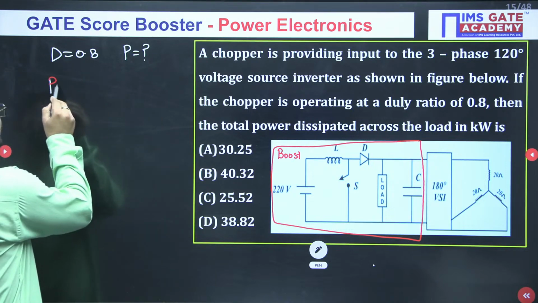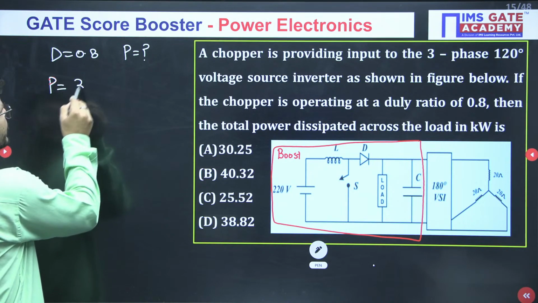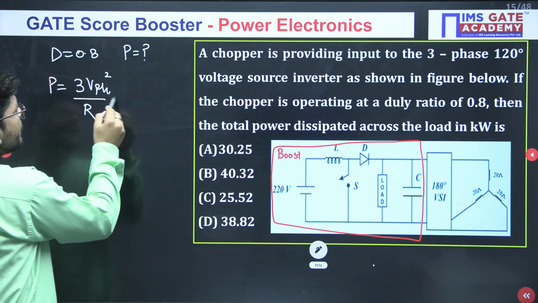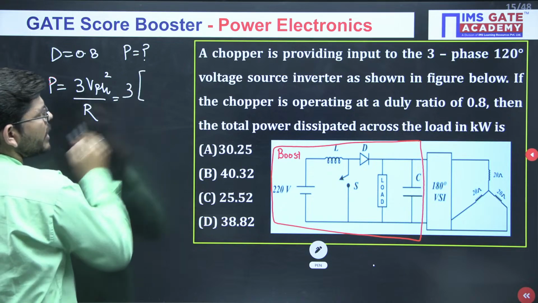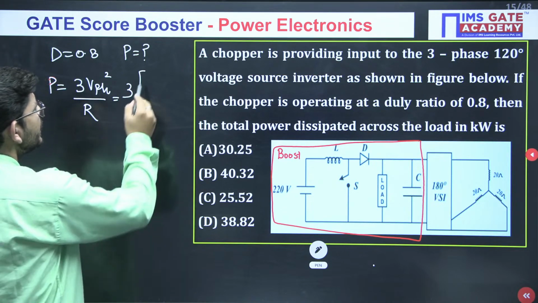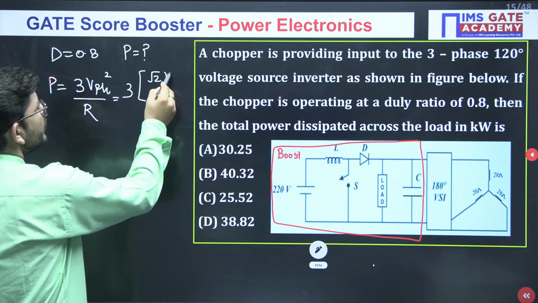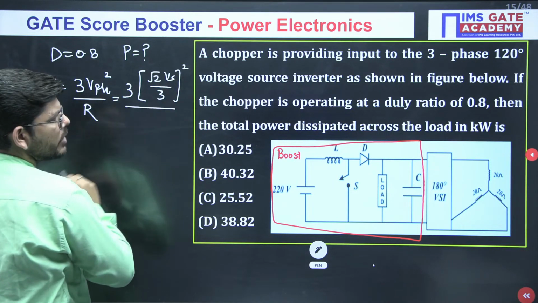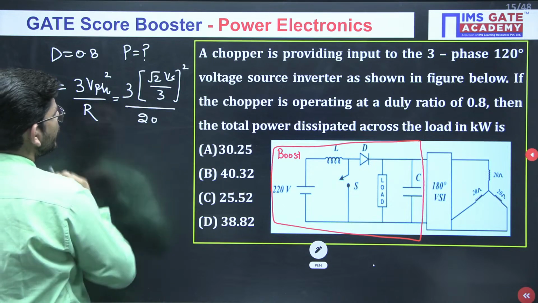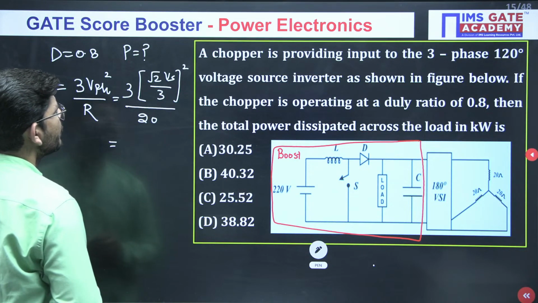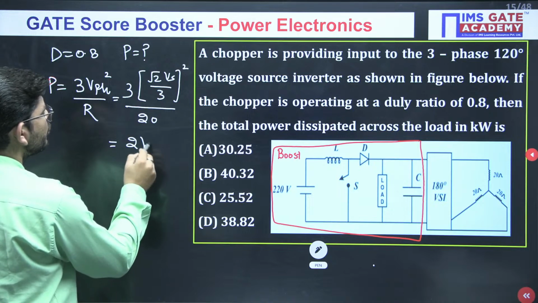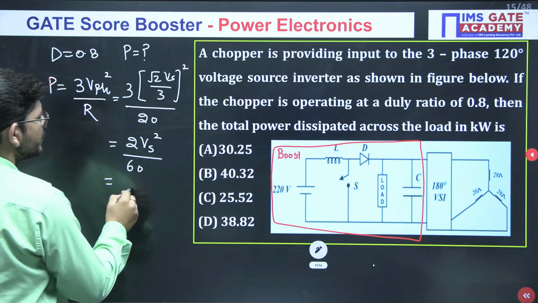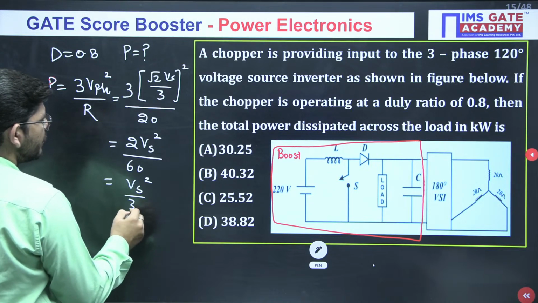If you want to calculate the power dissipated, the formula is very simple: 3 V phase square divided by R. What is the value of V phase in a 180 degree inverter? It is root 2 Vs by 3. Divided by R, which is 20. So finally you will get 2 Vs square by 60, or Vs square by 30 simply.